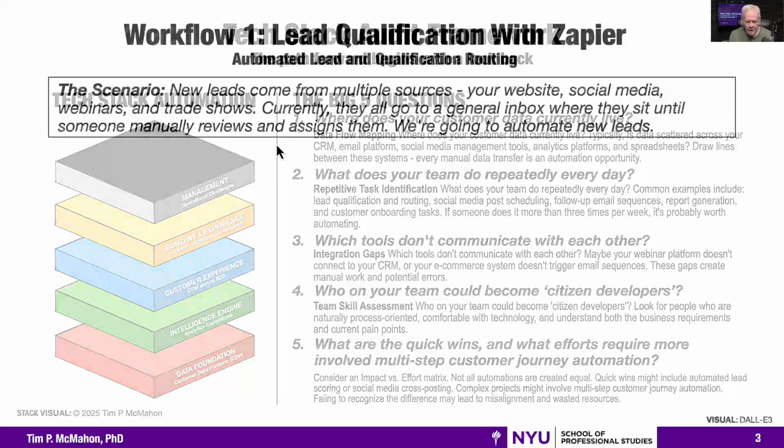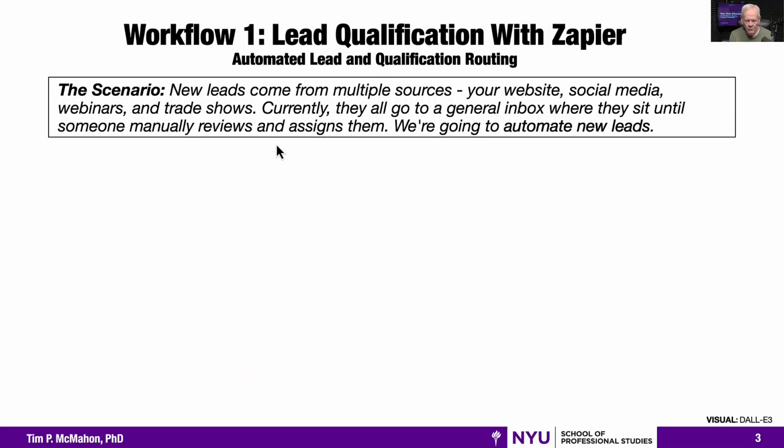First of all, we think about this idea of workflows. Workflow number 1 is the lead qualification. We're going to use Zapier platform. We're going to try to automate lead and qualification routing. You're a company that needs to have lots of people coming in and buying your goods, and when they come to your website, when they come to visit you, you want to know this.